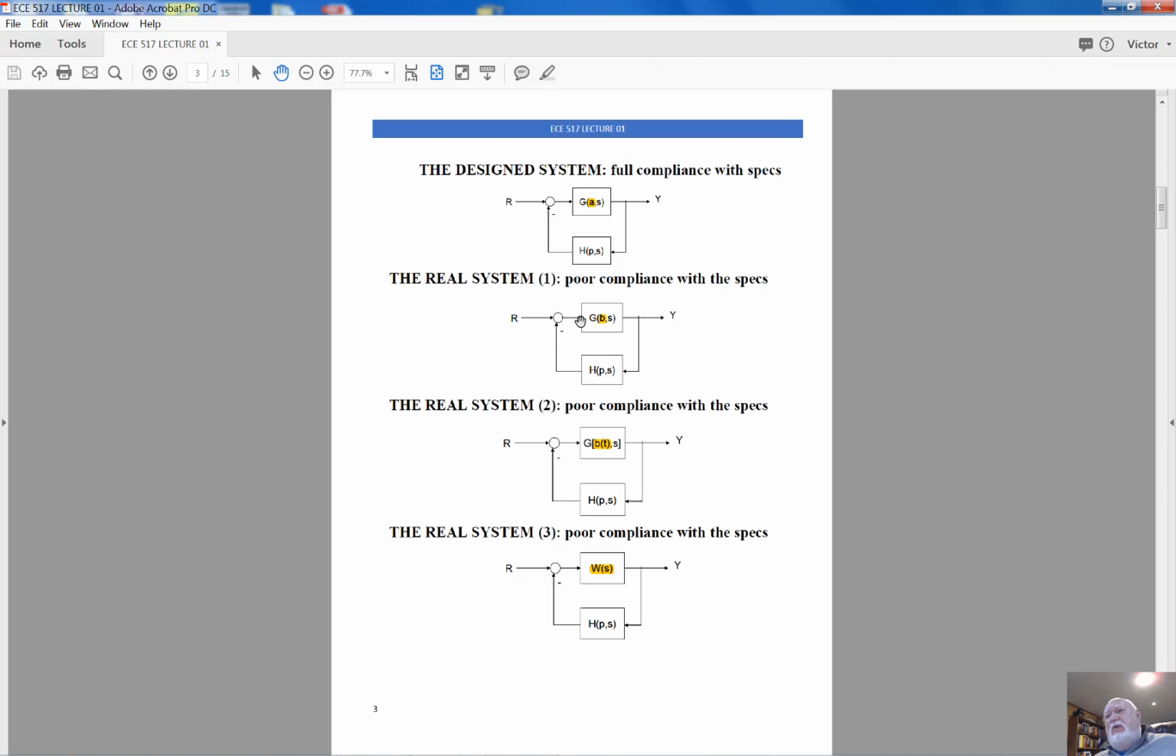But the real system may have a different control plant with different parameters. Even the order of the transfer function could be the same, but parameters of the real system could be different from those that were utilized during the system design. And as a result, there will be poor compliance with the specs. The system may even become unstable.